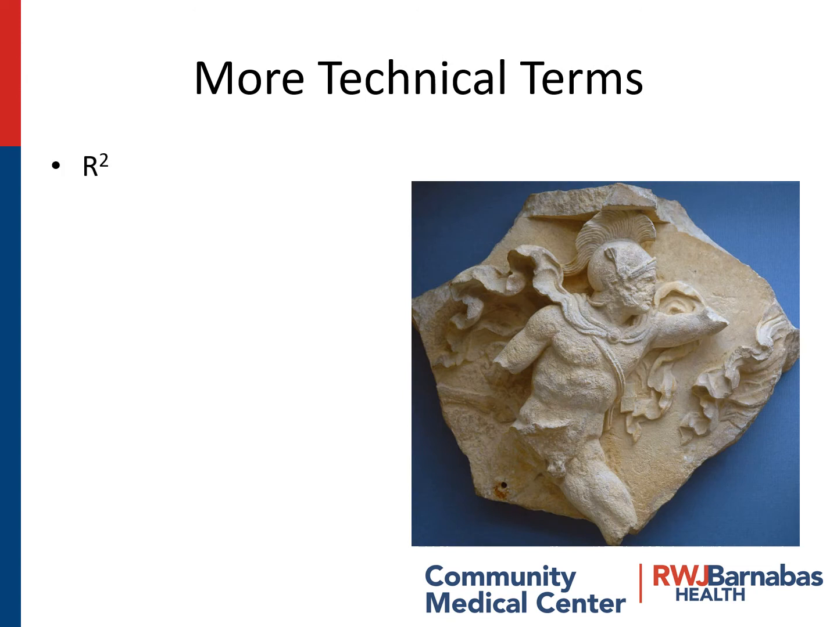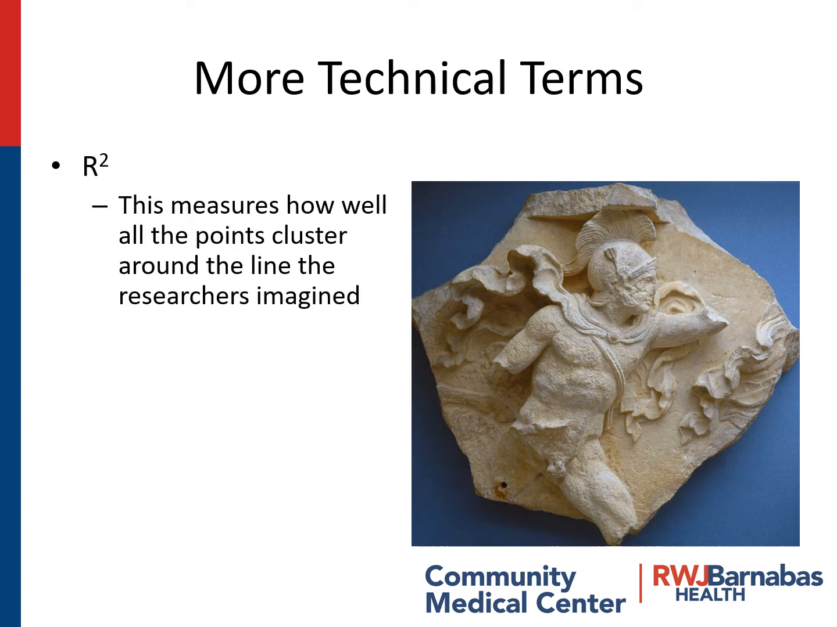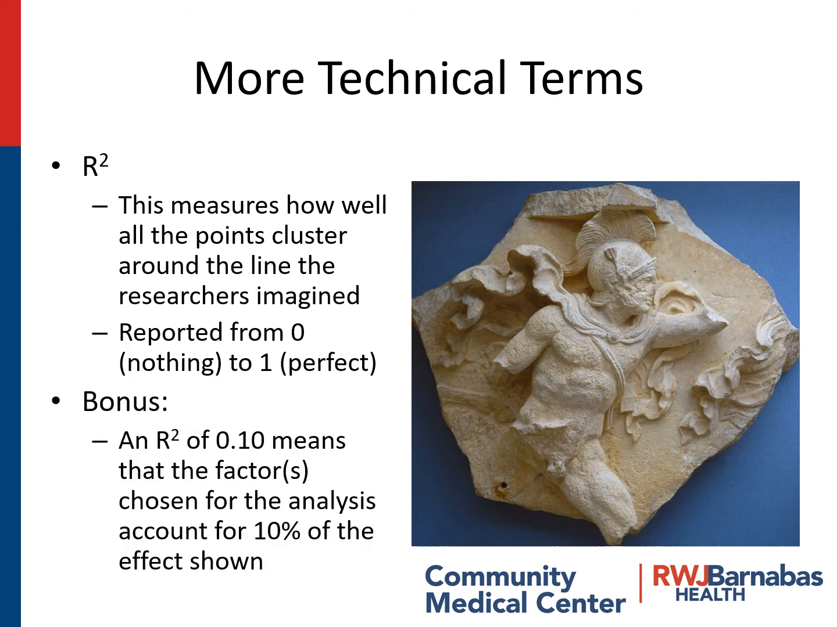All right, R-squared. This measures how well all the points cluster around the line that the researchers imagined essentially. So 0 means there's no relationship whatsoever, to 1 means that all the dots form a perfectly straight line. And in this case, an R-squared of 0.1 means that the factors chosen for the analysis account for about 10% of the effects shown. So that kind of makes sense. Heart rate is caused by a lot of things, and in a febrile patient, the height of the fever accounts for about 10% of the effect shown.